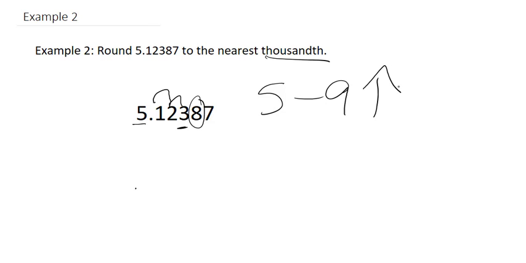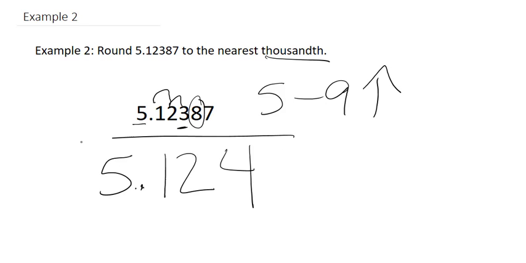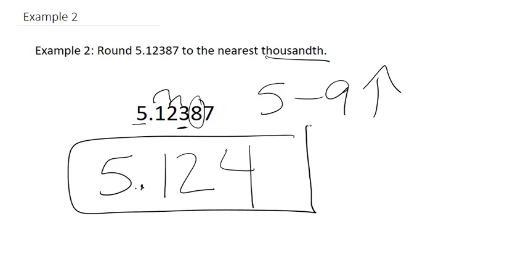And so our new number can become 5.124. This is our answer. Now, you might have noticed that we didn't add any zeros. This is because adding zeros at the end of a decimal number doesn't actually change the value. And so we actually don't need them anymore. But this is only for decimals. So let's look at another example now.